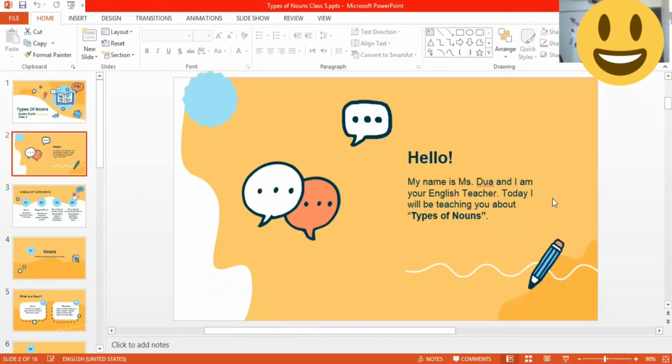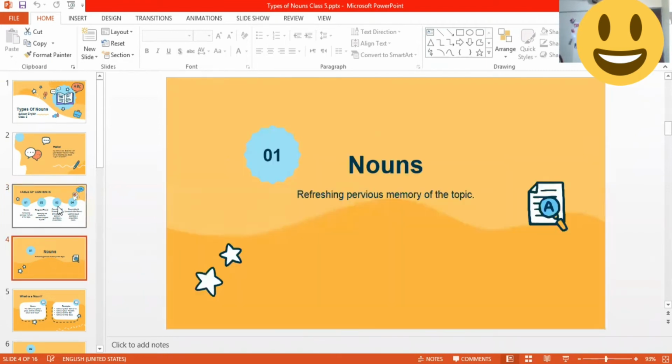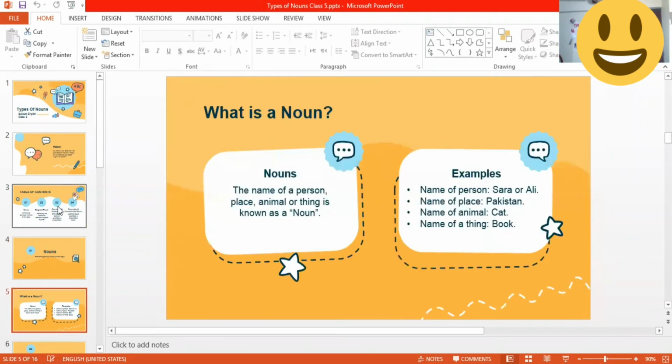Okay, I'm going to be teaching you today about types of nouns. The topics that we're going to cover in this lesson are: what are nouns, singular and plural, countable and uncountable, and countable nouns. These are two different things. So let's begin. Nouns. What are nouns? Do you know? Have you heard the word before? If not, let me refresh your memory. Nouns are the names of person, place, animal or thing.